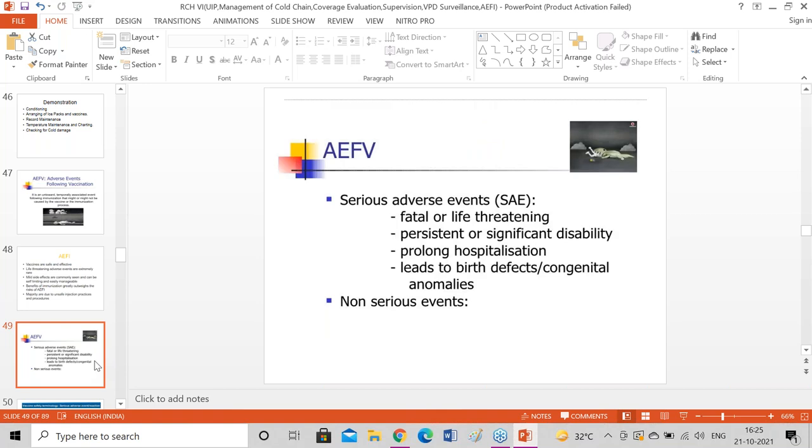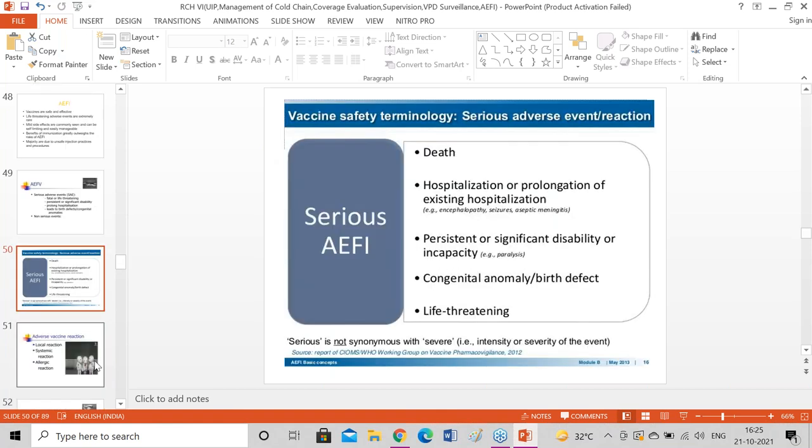Now, we have classified AEFIs into two: the serious adverse events and the non-serious. Serious is anything which requires hospitalization. So fatal or life-threatening, persistent or significant disability, prolonged hospitalization, or leads to birth defects, congenital abnormalities. Okay, so these are the serious AEFIs. We are not going to say severe AEFI, but serious AEFI.